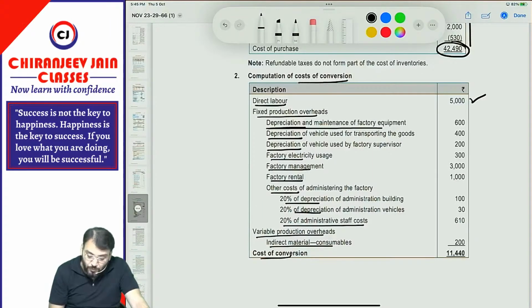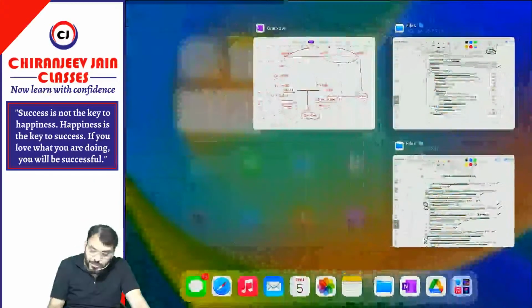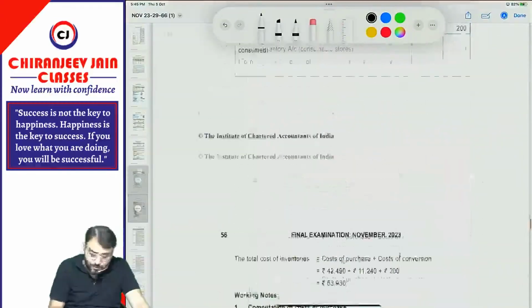Then variable production overhead, you can see you have used some indirect material. Means your inventory of finished goods will increase, and inventory of consumable will decrease. So inventory account debit to inventory, you'll see. So what journal entry have they done? Let us see what they have done.